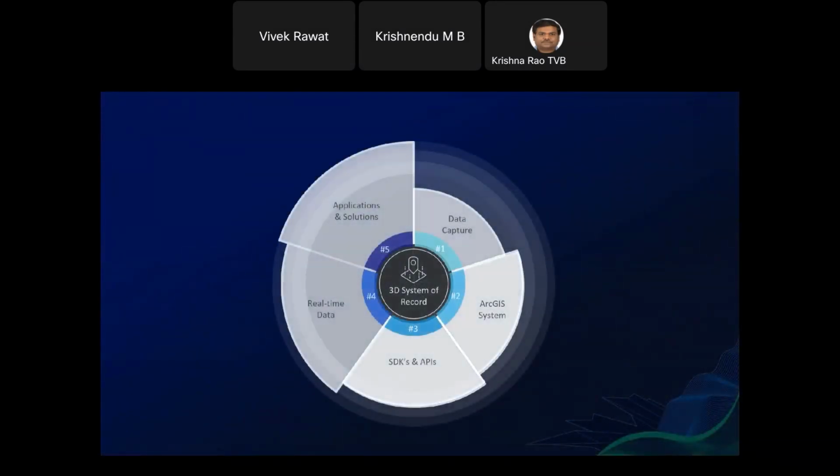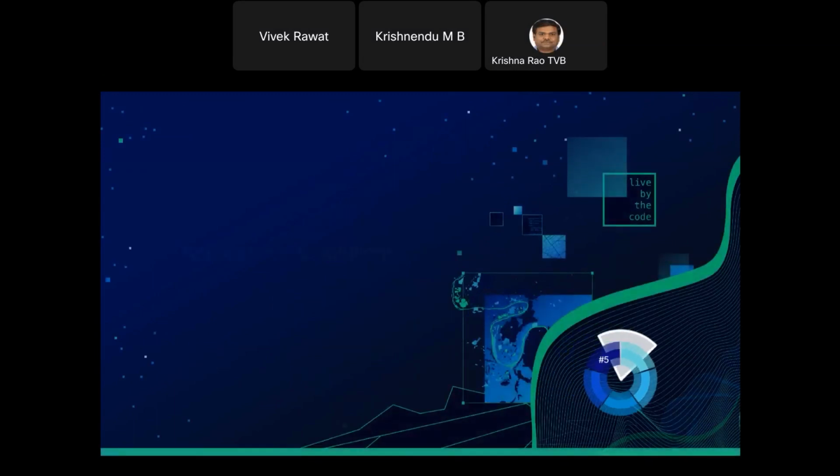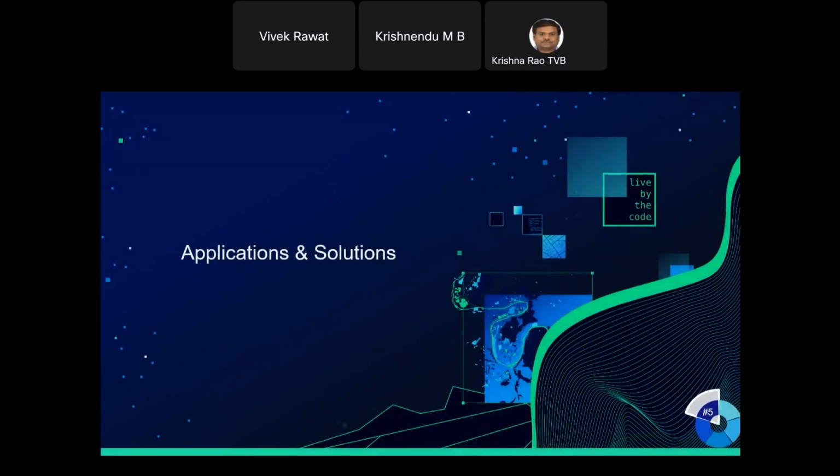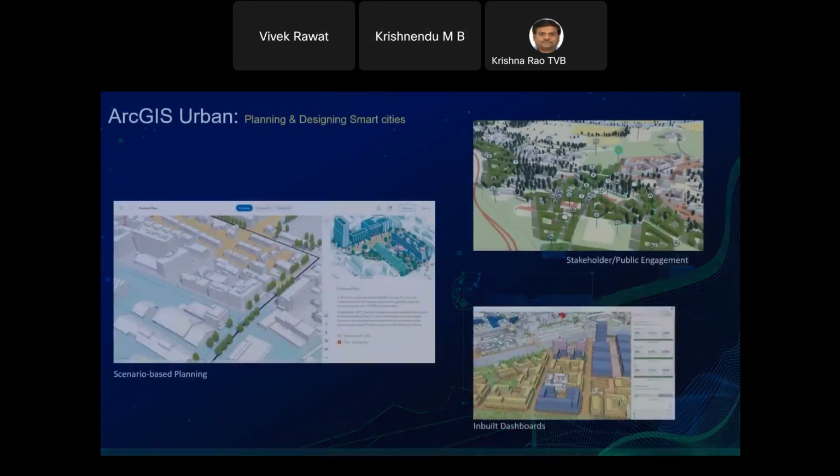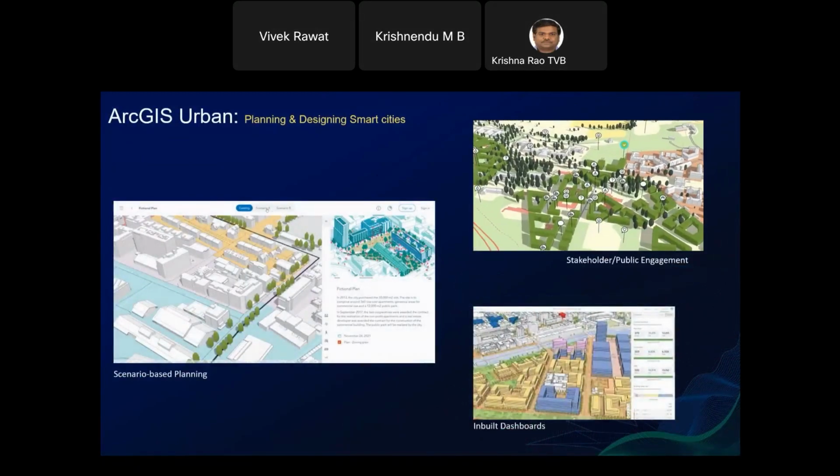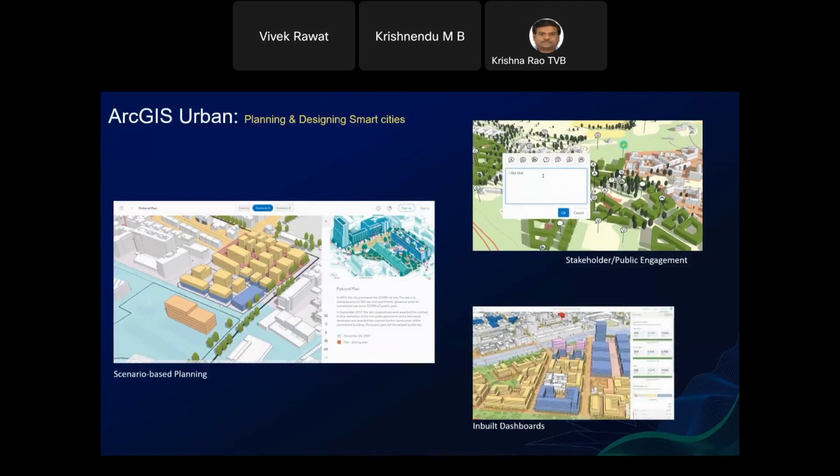Now the fourth pillar of the digital twin, or the system of 3D, is the real-time data. It's not in the 3D system, so we are just skipping it for now. The fifth part is applications and solutions. In applications and solutions, first I would like to introduce some very specific applications, and our web applications also. The first one is ArcGIS Urban, which is specifically for planning and designing of our smart cities.